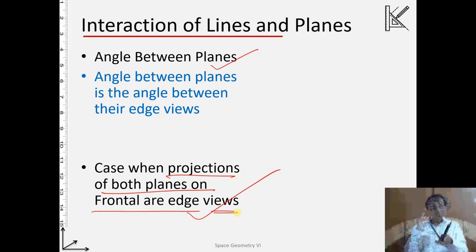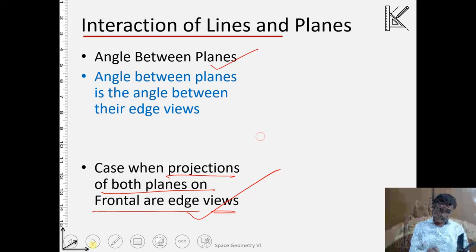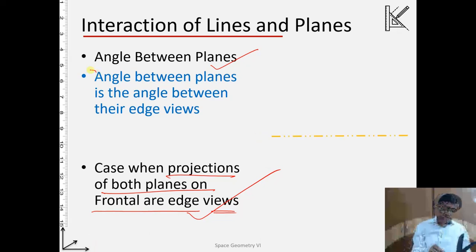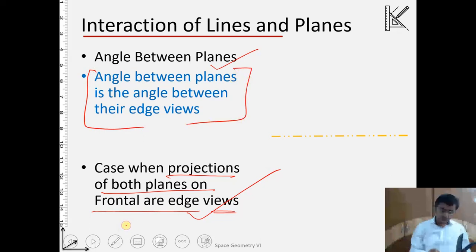So the basic of our method, whenever we are trying to determine the angle between two planes, will be that we'll try to project for both the planes their edge views, and then we'll measure the angle between them. So for the first case, let us do it and keep this in mind. That's our basic rule: the angle is the angle between the edge views.